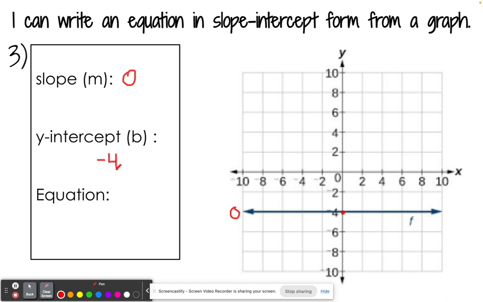So if you think about this, I would have y equals 0x minus 4. But 0 times anything will just be 0. So a more simplified way of writing this is just y equals -4. And it really doesn't matter what x is. When x is -10, y is -4. When x is 6, y is -4. When x is -4, y is -4. Doesn't matter what number I put in for x, I will always get -4.